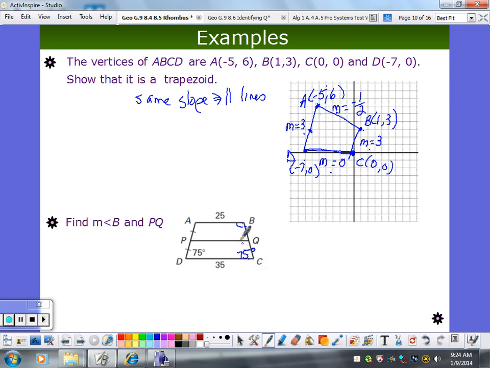If you have a transversal with parallel lines, what do I know about consecutive interior angles? They are supplementary. So now I have to do 180 minus 75? 105? And if this is 105, what's this one? Also 105 because it's isosceles. But they only want the measure of angle B, which appears to be 105 degrees.